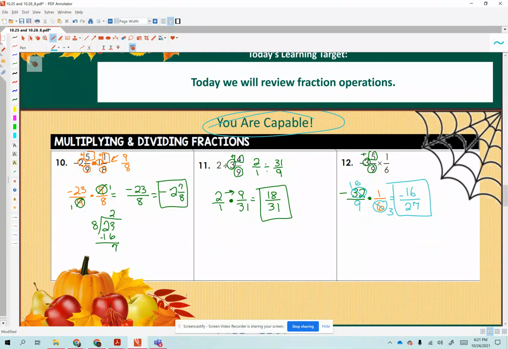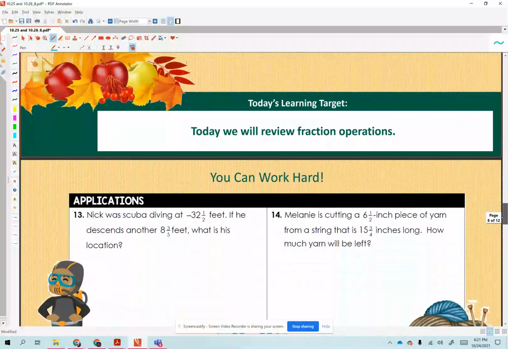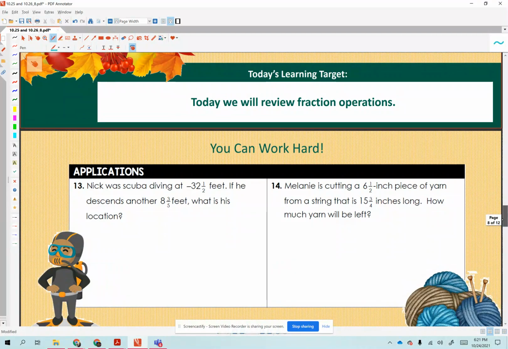And I hope you caught that error before I did, because you are very capable. So now we have some word problems, so let's work on those. I think we can get those done.